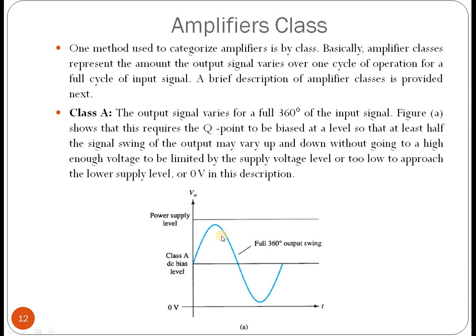This requires the Q point to be biased at a level so that the half cycle swing of the output may vary up, and the rest of the half cycle down, without going to too high a voltage, which may be limited by the supply voltage. You see the zero level voltage here, and the DC bias level starts from the middle point. For class A the supply is at a much higher level, so the output may not touch the total supply voltage, but stay lower than that. But the full 360 degree output swing must happen in this type of amplifier.